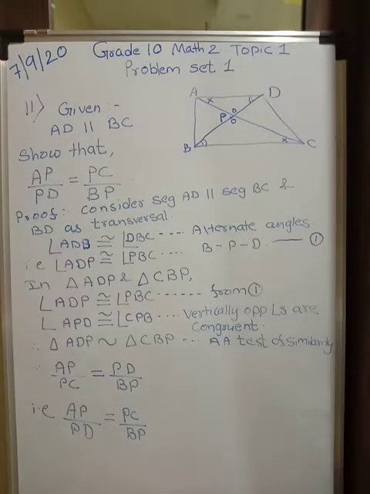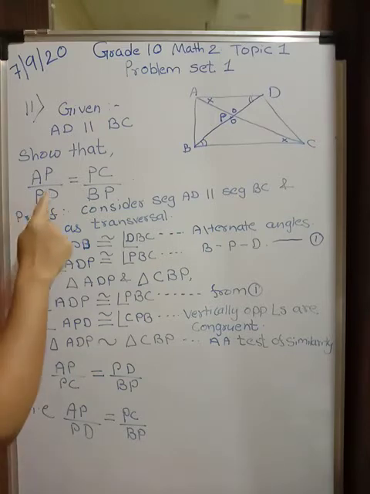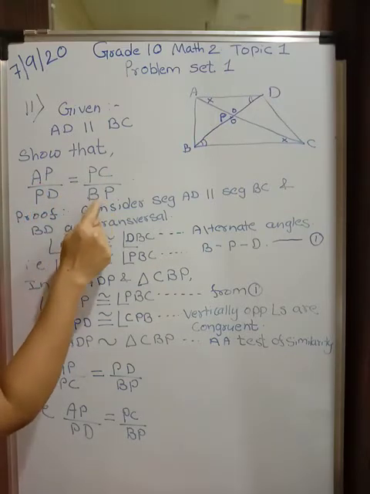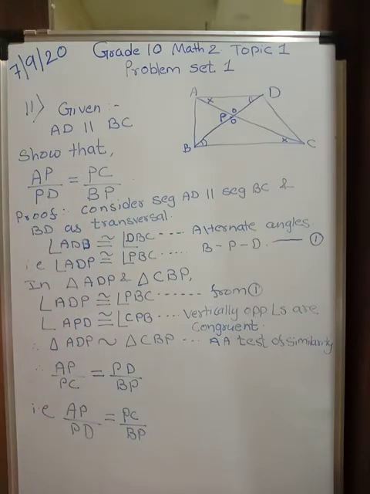Now let's go to the 11th problem. Students, the 8th, 9th and 10th problems are removed from your syllabus this year, so after the 7th, I'm directly going to the 11th problem. Now see, this is the diagram which they have given in the textbook, and we are supposed to prove that AP upon PD is equal to PC upon BP. This problem is also very easy.